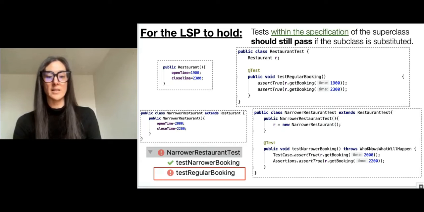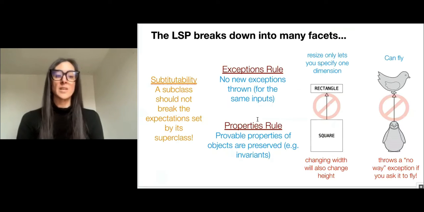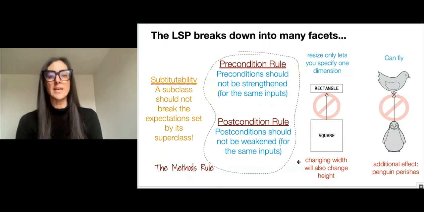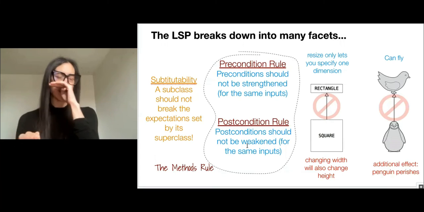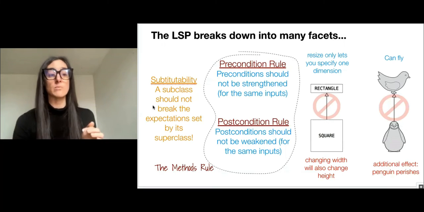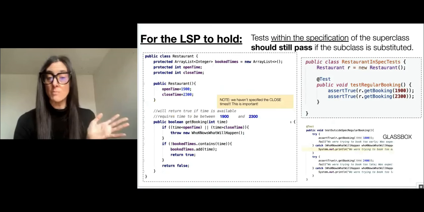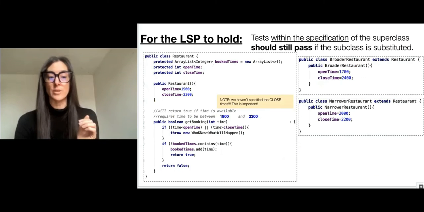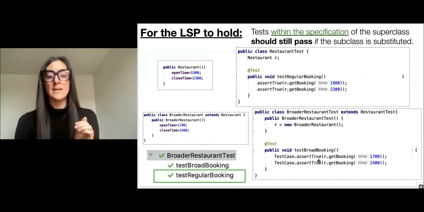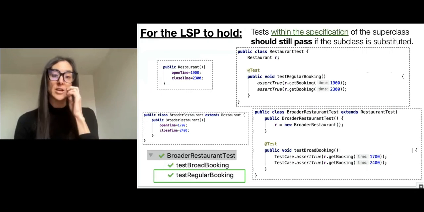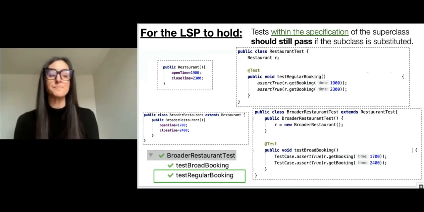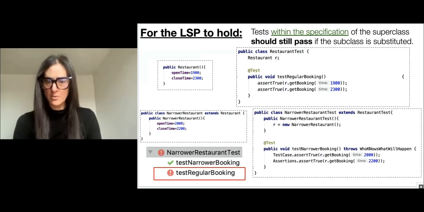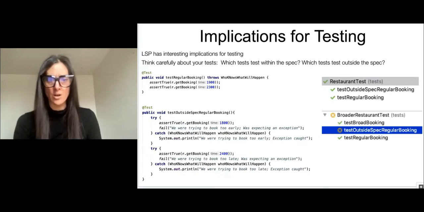Did it violate the exceptions rule? No. Did it violate the properties rule? No, not really. So it wasn't the postconditions rule. I mean, maybe it was actually the exceptions rule. If we look carefully at the implementation, which we don't have here, maybe it was throwing an exception that says you can't book at that time. Is that what it was doing, actually? I think I might have had some code somewhere.